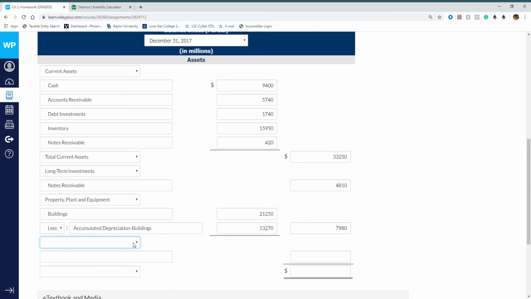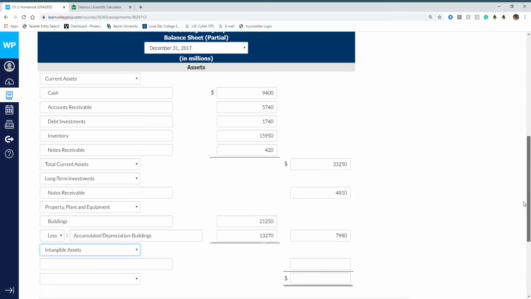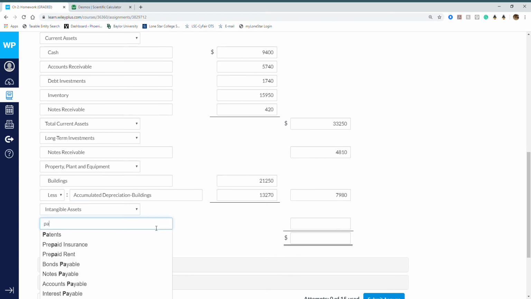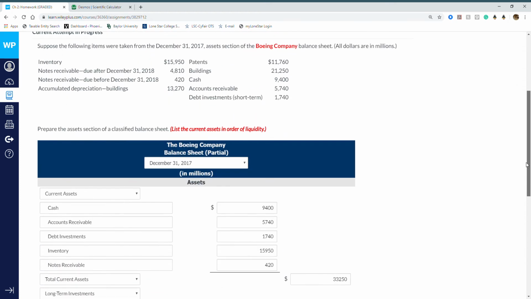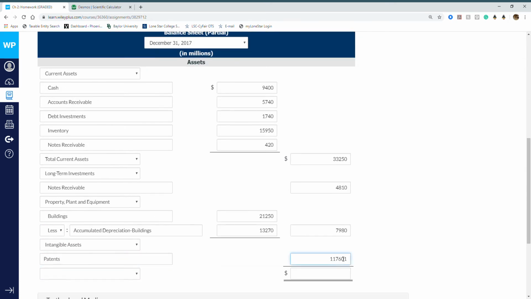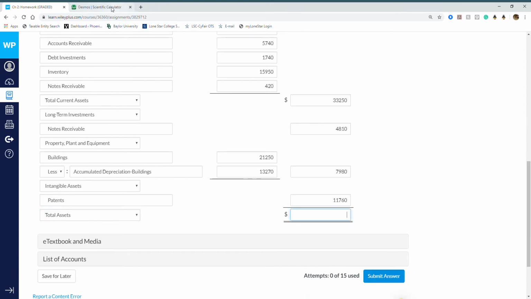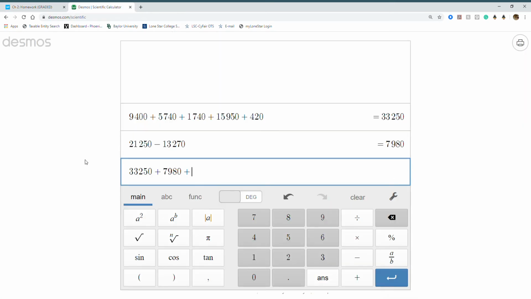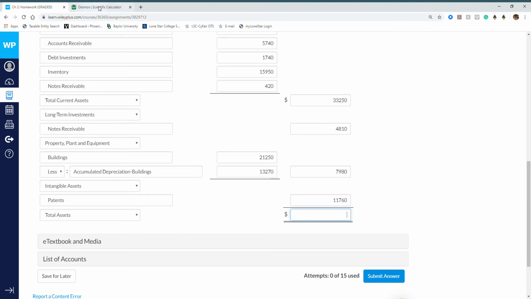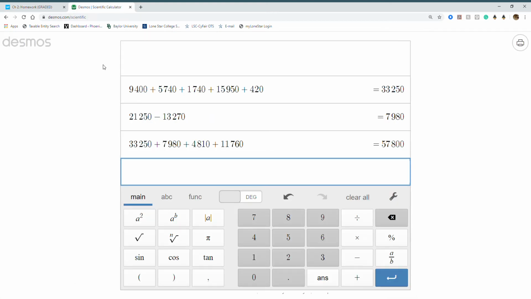Okay. Last is, of course, your intangibles. There we go, intangible assets, which is only our patents. And they are 11,760. And of course, we find our total assets. And that's going to be the total of all of these. So 33,250 plus 7,980 plus 4,810 and then 11,760. So 57,800.